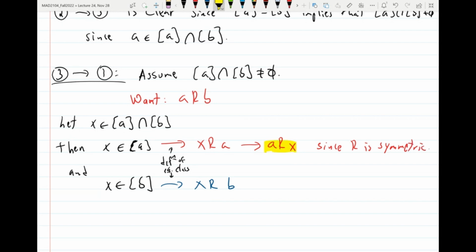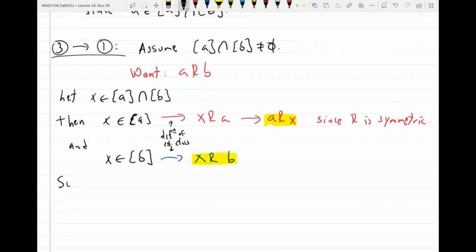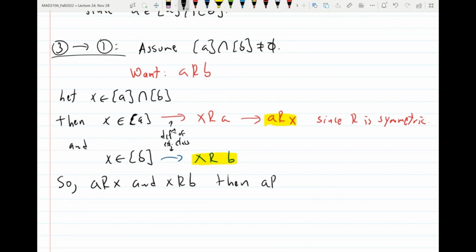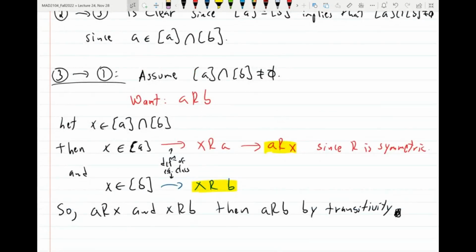So now I have A is related to X and X is related to B. So what can we conclude? Then A is related to B by transitivity. And that is exactly what we wanted. That's statement number one. Statement number one says, starting with a non-empty intersection, to argue that A is related to B. That's what we just did. So we just proved that 3 implies 1, and we close the loop.